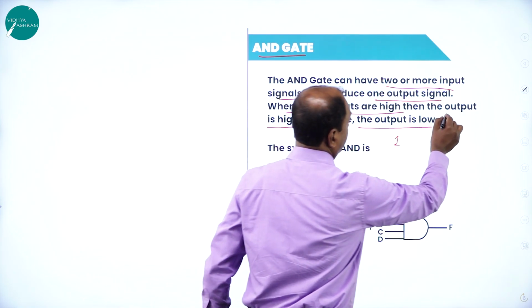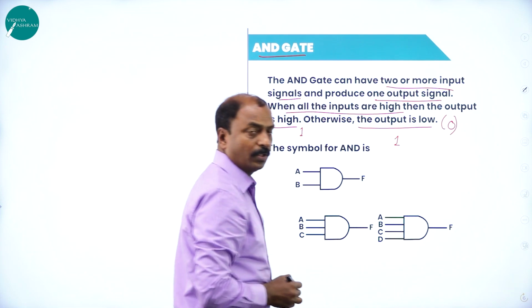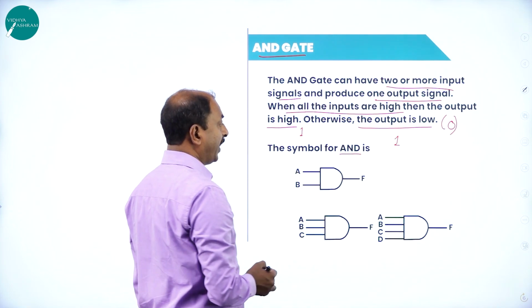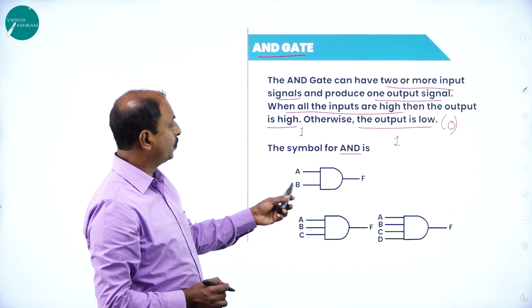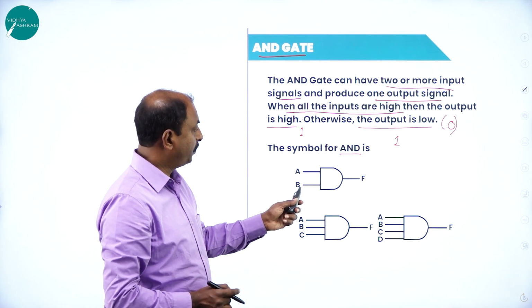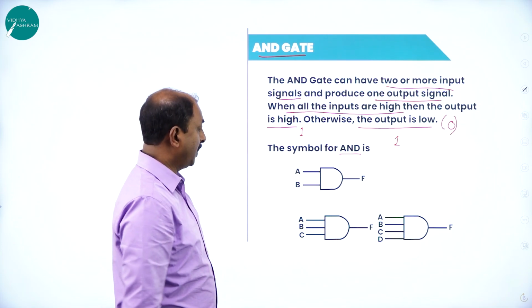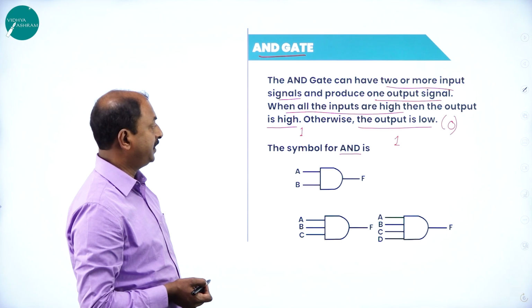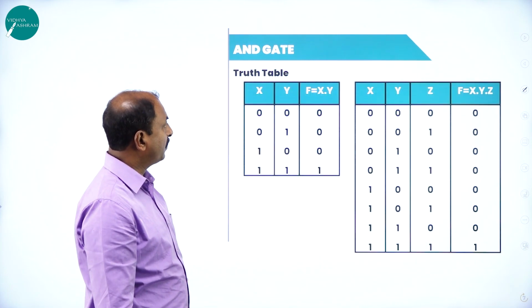Low in the sense it stands for 0. So accordingly, now this is the logic symbol of AND gate. This is 2 input AND gate, 2 input and 1 output. This is 3 input and this is 4 input logic gates. Now let us see the truth table of this.